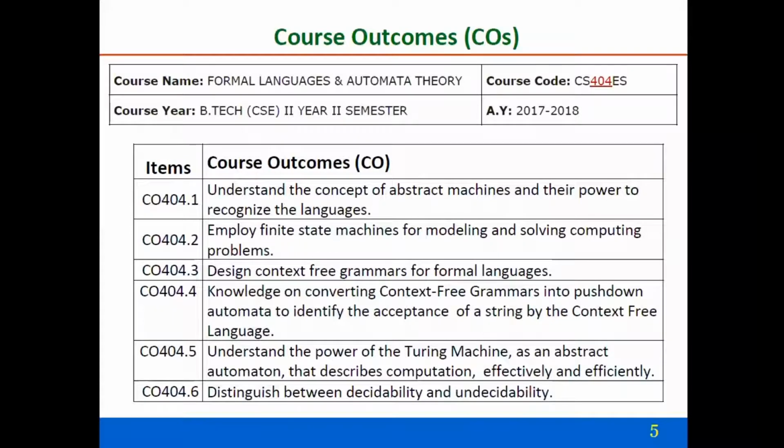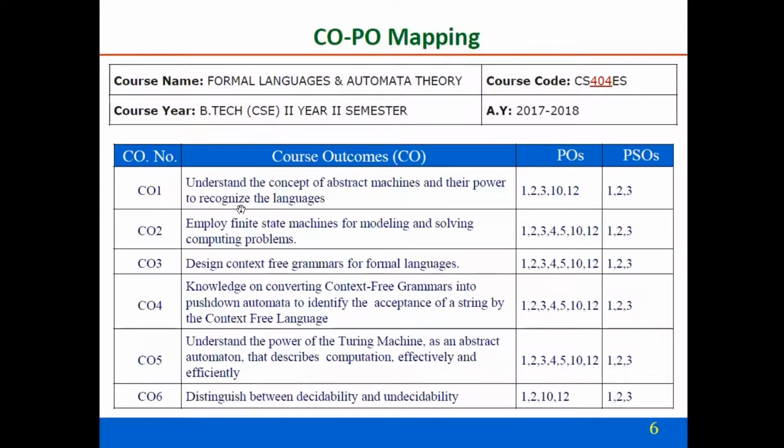In that matrix, for whatever POs or PSOs are listed, in the respective positions we will give the level of mapping. For that, you must first identify the related POs and PSOs. Then we will create the matrices. Okay, now let us see here.